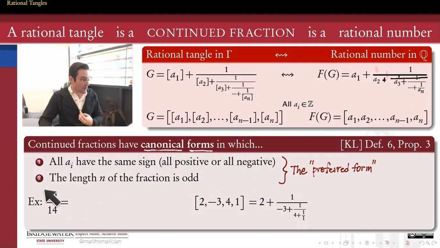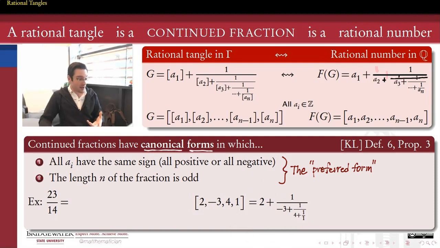So as an example, if I have the rational number 23 over 14, and I happen to know, and we're going to talk in our next video about how to know this, that a continued fraction representation for 23 over 14 might be 2, negative 3, 4, 1. In other words, 2 plus the reciprocal of negative 3 plus the reciprocal of 4 plus the reciprocal of 1, right? Then how can I see that this has a canonical form? What would the canonical form of this be?